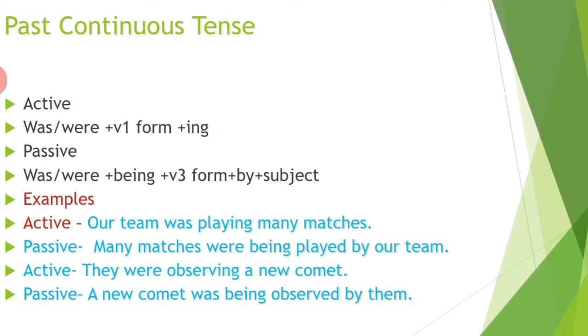See another sentence. They were observing a new comet. Now you change it. Yes. A new comet, then helping verb was, then we use being, third form of the verb, that is observed by them. So the correct formation is a new comet was being observed by them.